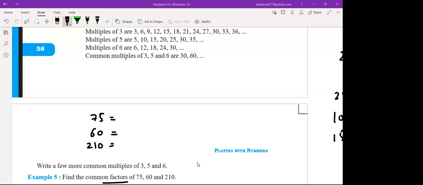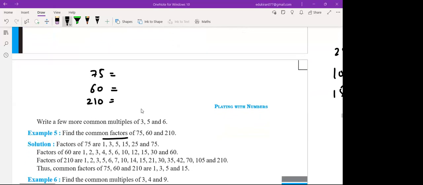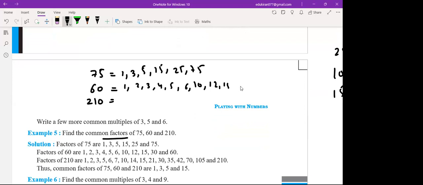Okay, everybody finish, girls. Miriam and Manna, just finish. Okay, so you got that. What are the factors, right? Of course, the factors of 75 are 1, 3, 5, 15, 25, and 75. And for 60: 1, 2, 3, 4, 5, 6, 10, 12, 15, 30, and 60.